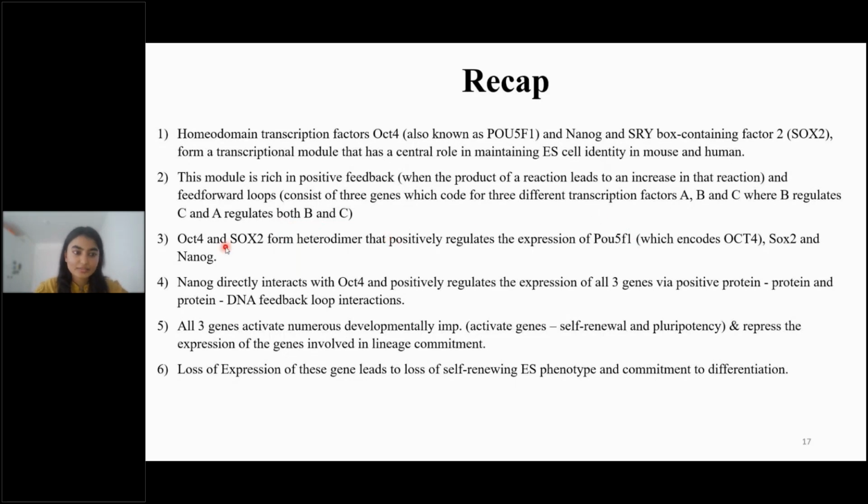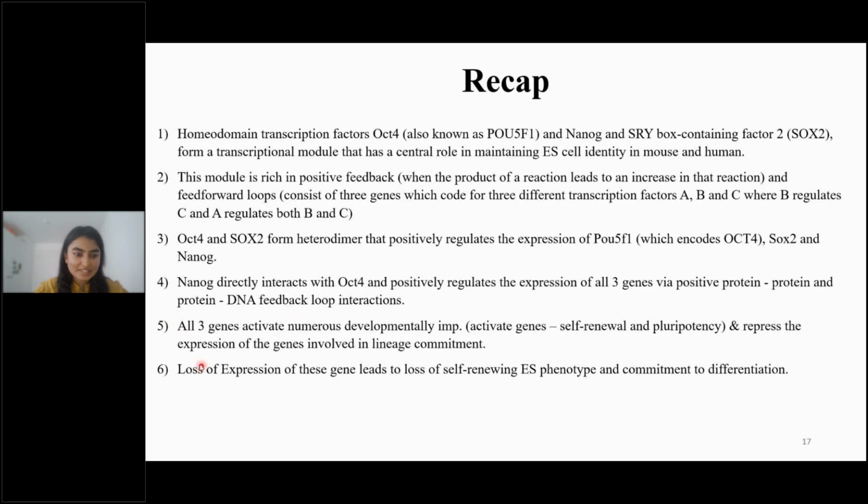And then we have OCT4 and SOX2 forming a heterodimer that positively regulates the expression of POU5F1. And then SOX2 and NANOG directly interact with OCT4 and positively regulate the expression of all three genes via positive protein-protein and protein-DNA feedback loop interactions. So this is a little complicated. It would be easier if I had included diagrams, but okay.